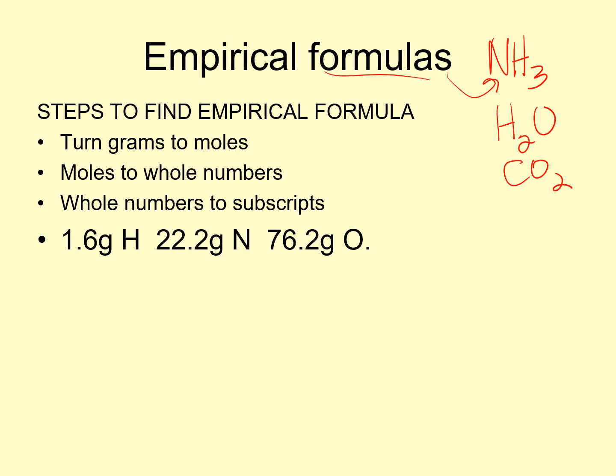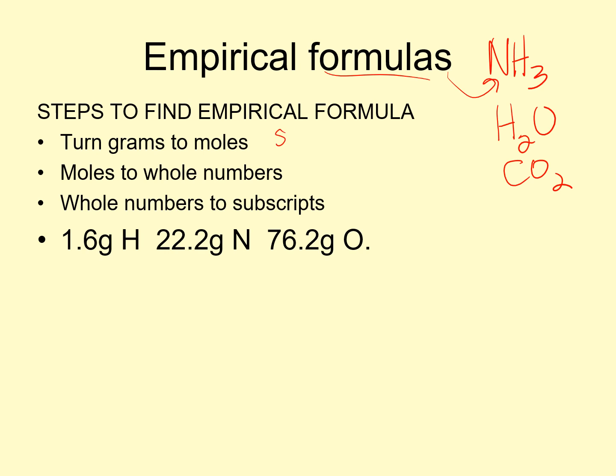One is empirical, and that is the lowest percent it can be, and then there's molecular. So these are formulas, right? We're going to figure out how to come up with these formulas. So there's science to doing this, all right? So what you're doing is you're going to use data.